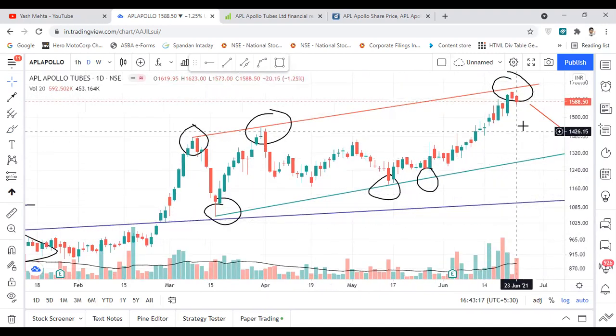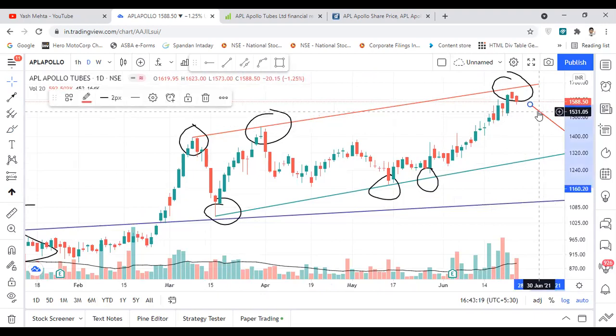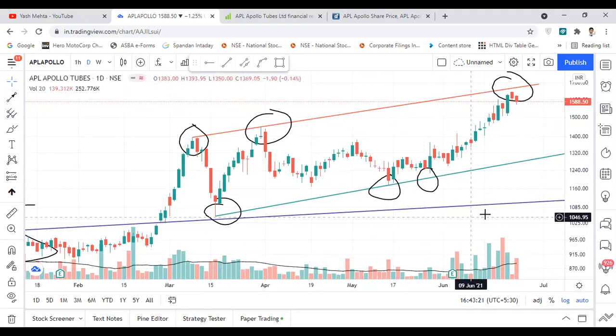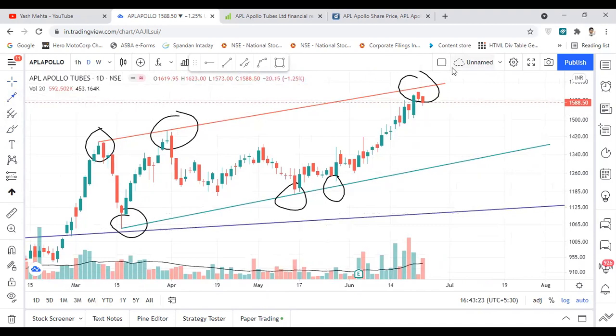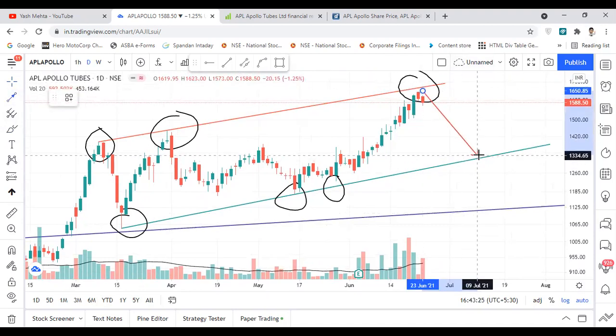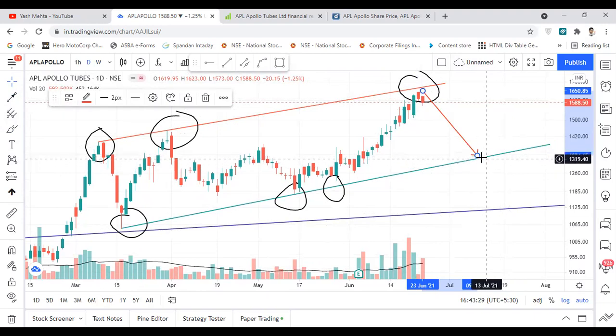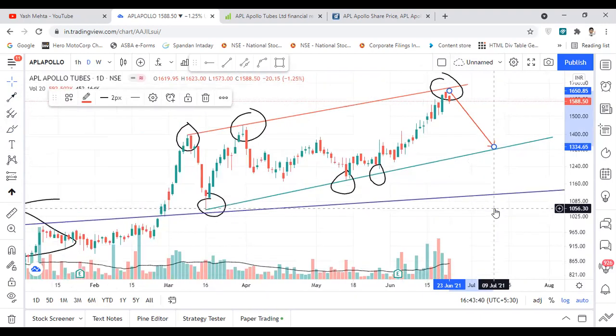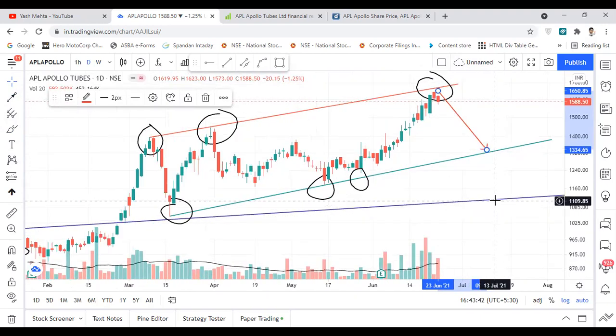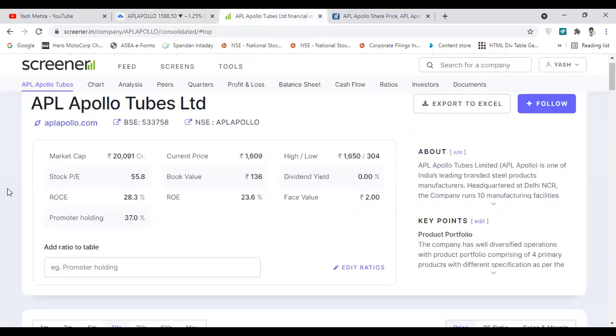So if one wants to take a position in this stock for a short term perspective, then wait for this particular level again. I would suggest to wait for this stock to test this particular green line again, and the level would be around 1320. So 1320 will be a good level to add this particular stock for short term, and 1150 would be a good level to add this stock for investment or positional trade purpose. So this is all about the technical analysis of APL Apollo tubes. Let's check the fundamental analysis now.